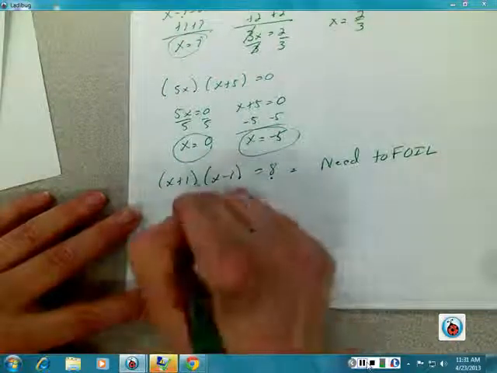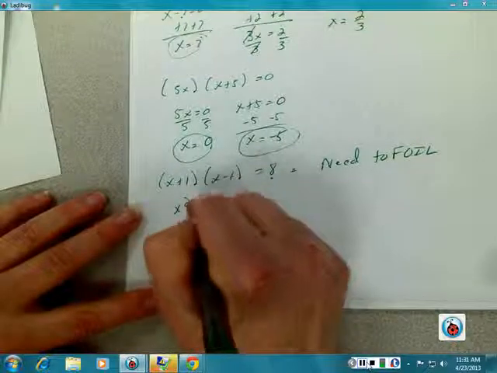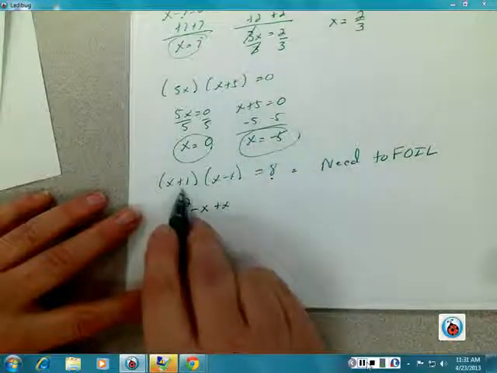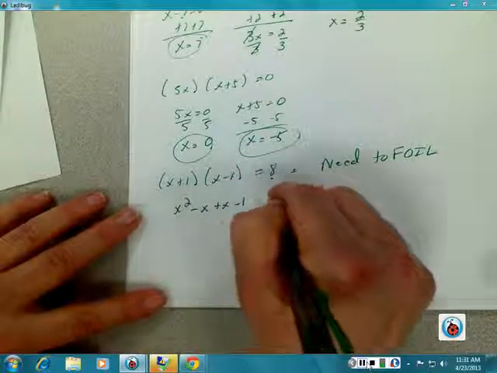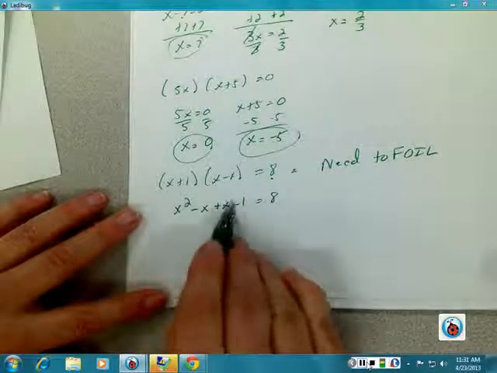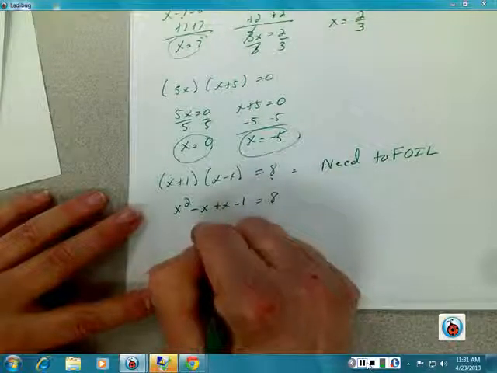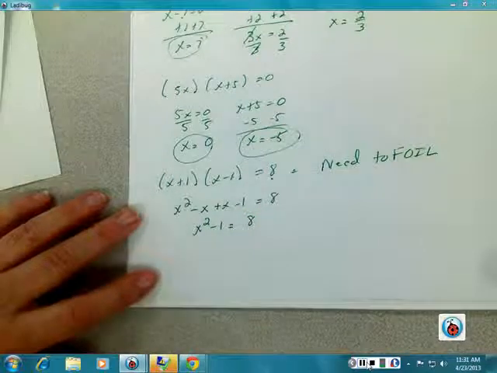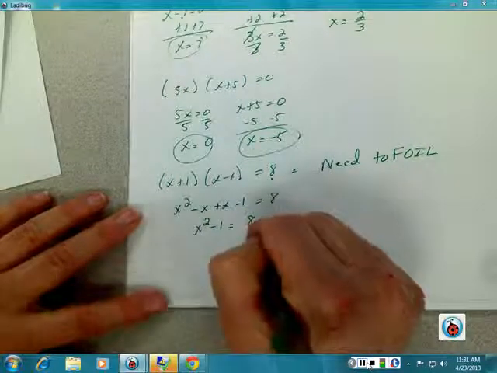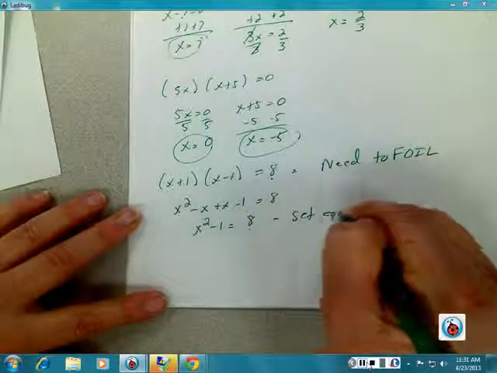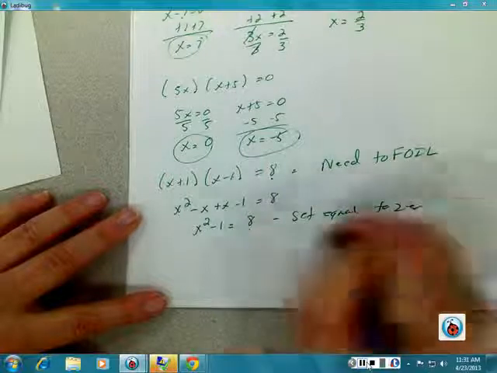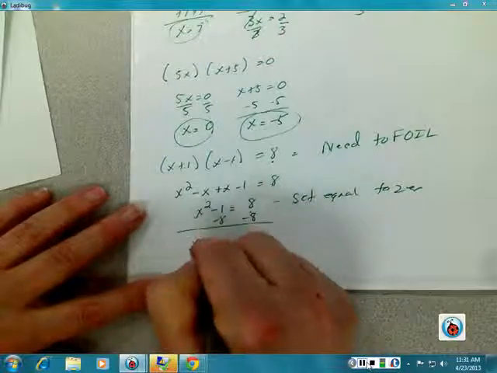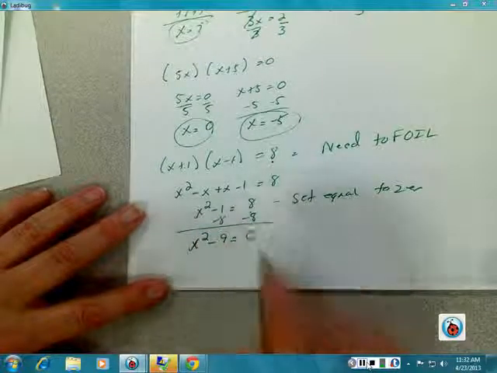So x times x is x squared. X times a negative 1 is a negative x. 1 times x is a plus x. Positive 1 times a negative 1 is a negative 1. Combine my middle terms and they disappear or cancel each other out. Then, to finish it, I need to get it set equal to 0. So I'm going to minus 8 from both sides. And I find I have x squared minus 9 equals 0.